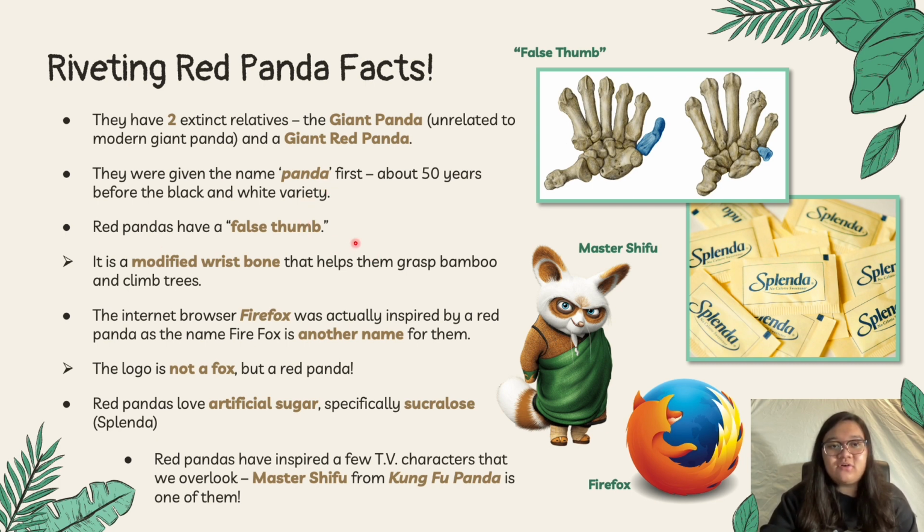Red pandas actually have a false thumb, and in this diagram here, you can see it's highlighted in blue, but it's actually a modified wrist bone that helps them grasp bamboo and climb trees as well as they do. The internet browser Firefox was actually inspired by a red panda, as the word Firefox is another name for them. And the logo here is not actually a fox, but it's a red panda. Red pandas also love artificial sugar, especially sucralose, which is the Splenda packet.